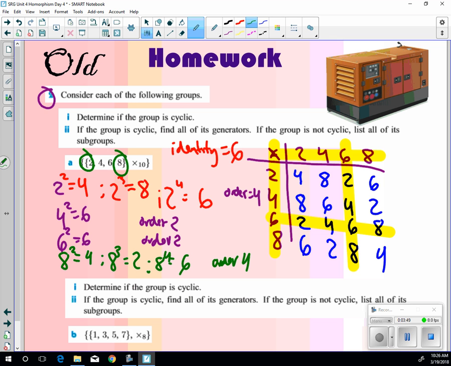And if the group is not cyclic, list all of its subgroups. Okay, well, it is cyclic, so we got that. You try this second one down below here. You try that one.